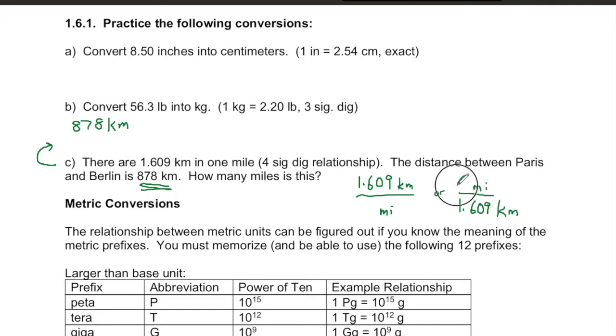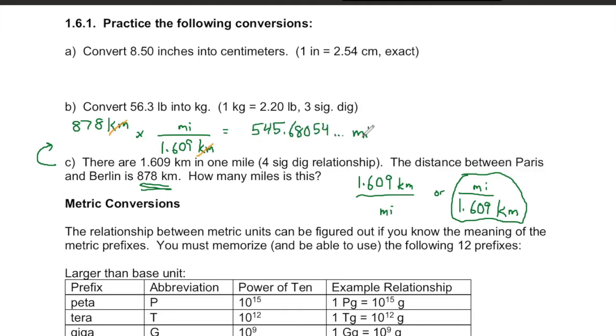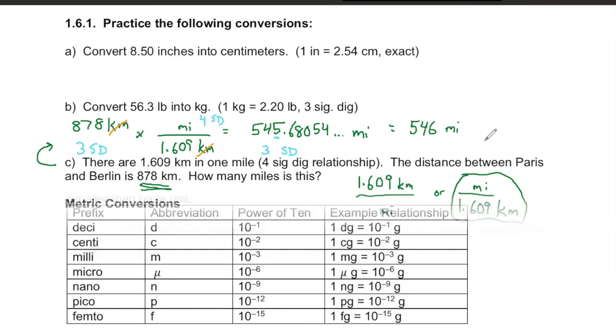And the one that would be more useful is this one on the right, so that the kilometers cancel. So we use the relationship 1.609 kilometers per mile, but we have it flipped. That way the kilometers cancel, and we end up with miles. We also end up with a lot of digits. Since we're multiplying a measurement with 3 significant digits by a relationship with 4 significant digits, we need to keep 3 significant digits. So this distance would be about 546 miles.